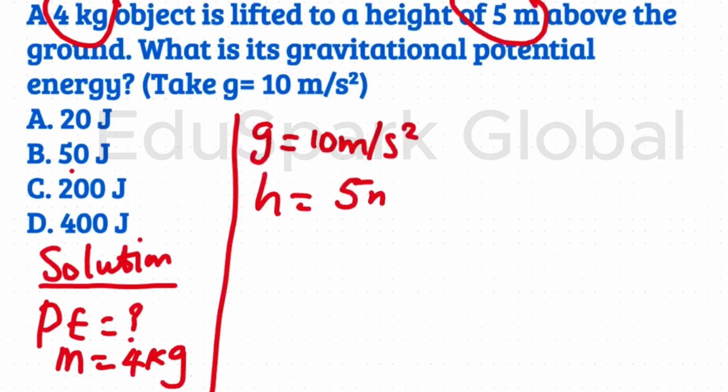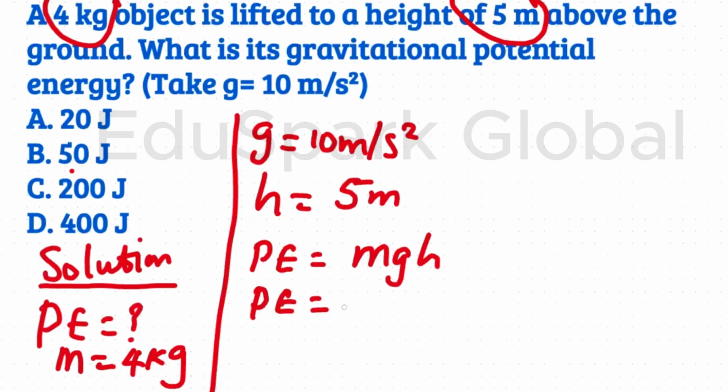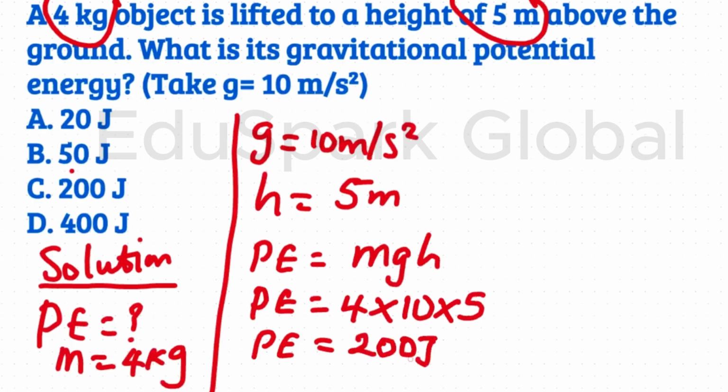So we know that potential energy is mgh. So if we substitute, we have potential energy equals 4, which is the mass, multiplied by g, which is 10, multiplied by 5, which is the height. So that potential energy will be 4 times 10 is 40, 40 times 5 is 200. So we have 200 joules. So the answer is option C, 200 joules.